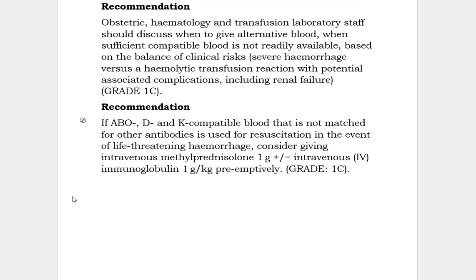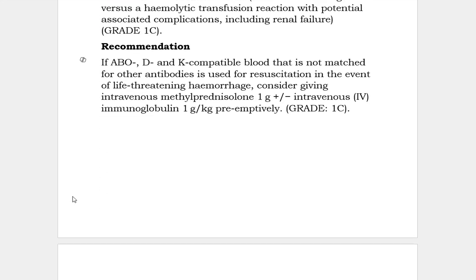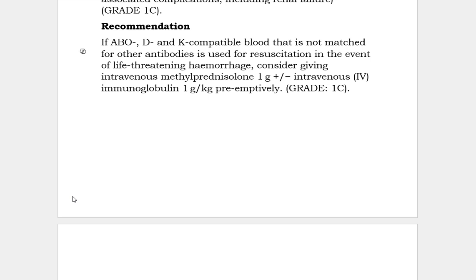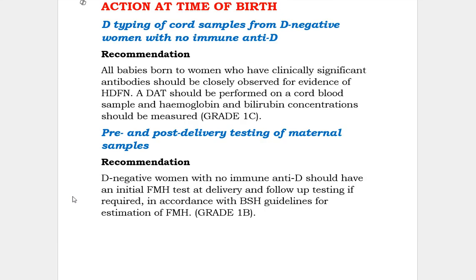Recommendation. If ABO-D and K compatible blood that is not matched for other antibodies is used for resuscitation in the event of life-threatening hemorrhage, consider giving intravenous methylprednisolone 1 g plus or minus intravenous immunoglobulin 1 g/kg preemptively. Grade 1C. Action at time of birth. D-typing of cord samples from D-negative women with no immune anti-D.